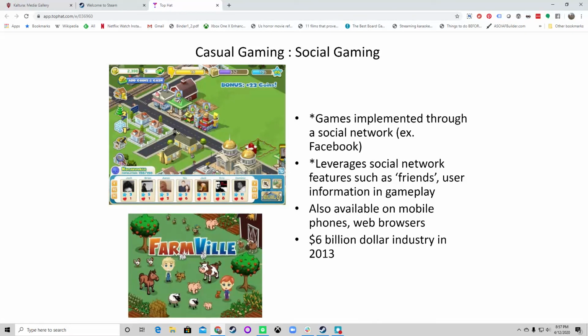But this was a pretty big market in itself. It was about $6 billion in 2013 estimated. So this is sort of leveraging your Facebook network to generate revenue.